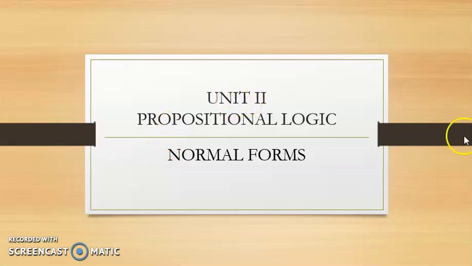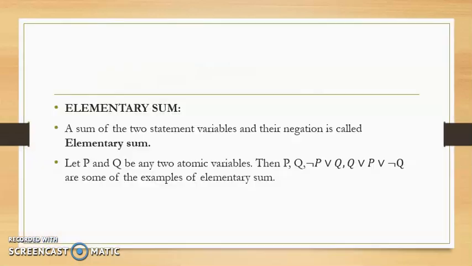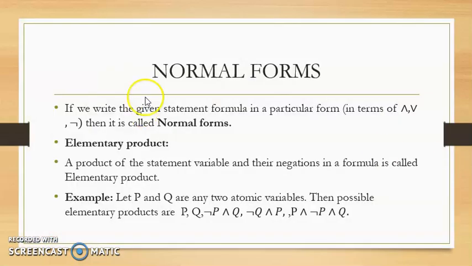Hi students, we are going to learn in Unit 2 Propositional Logic. The topic is normal forms. Normal forms: if we write the given formula in a particular form with the help of and, not and or, then it is called normal forms.